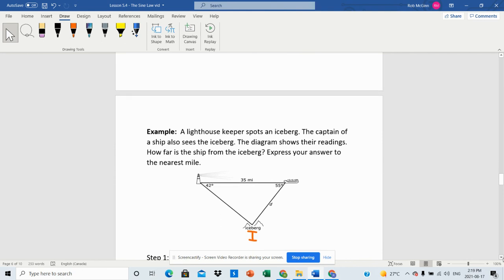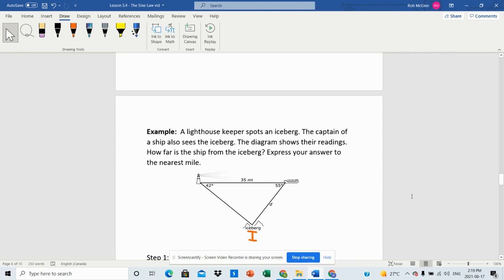A lighthouse keeper spots an iceberg. The captain of a ship also sees the iceberg. The diagram shows their readings. How far is the ship from the iceberg? Express your answer to the nearest mile.